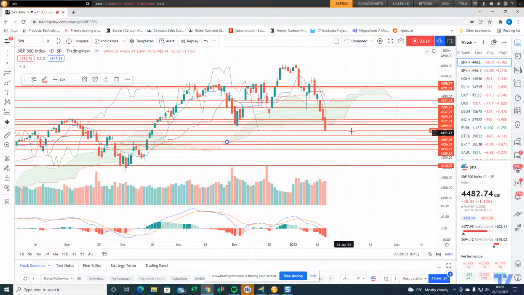But currently, as it stands, the outlook remains bearish. It's changed from bullish to bearish since slicing through the bottom end of the cloud here. So there is significant downside risk in the market.